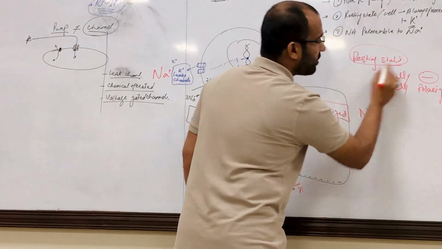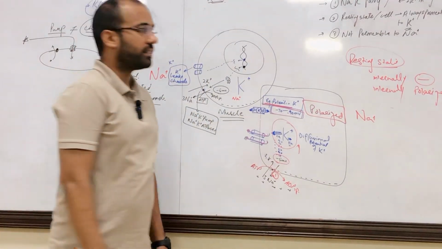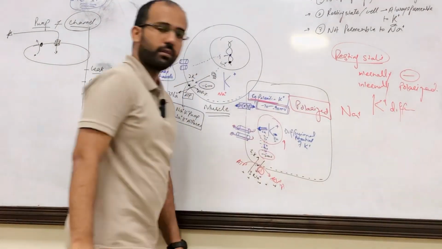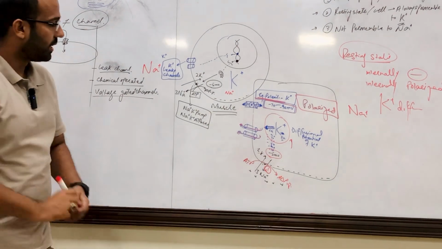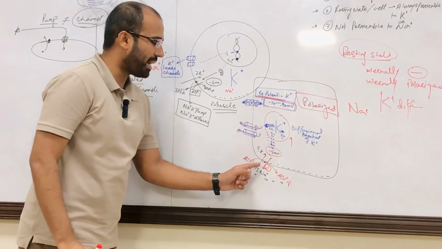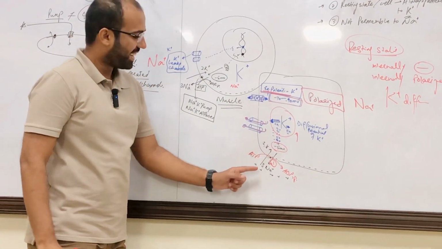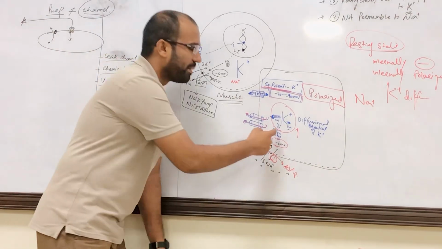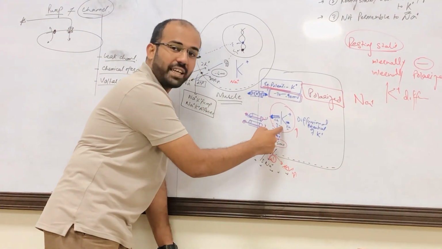Who is mainly responsible for this genesis? This is only the potassium diffusional potential, through the leaky channels. Now what is the role of the sodium potassium pump? Actually it is a very innocent pump, and it has an indirect but very influential role. Why? You know, potassium inside the cell is very high.